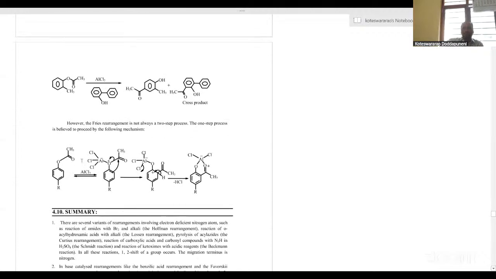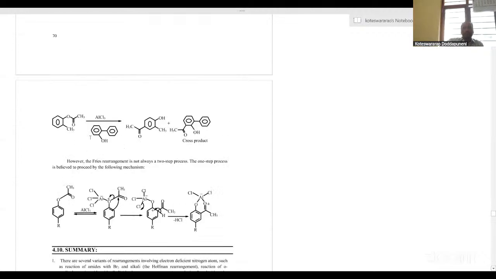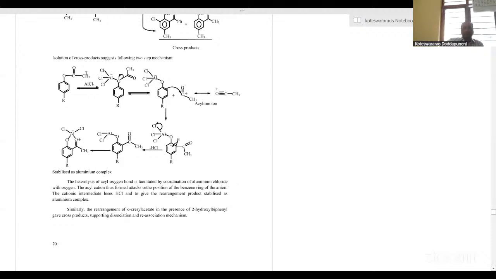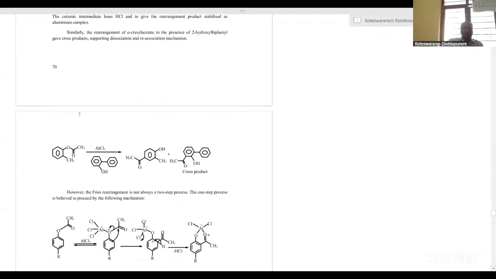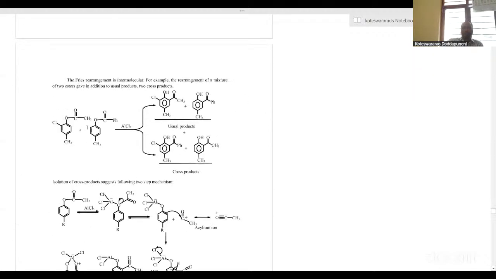Now, in the crossover experiment, there is a complete detachment of the acyl group and the benzoyl group from the starting acetate material. Therefore, in the middle of the reaction, the acetate ion and the benzoate ion react in equal portions with the other cresol substrates. That is the formation of cross products.